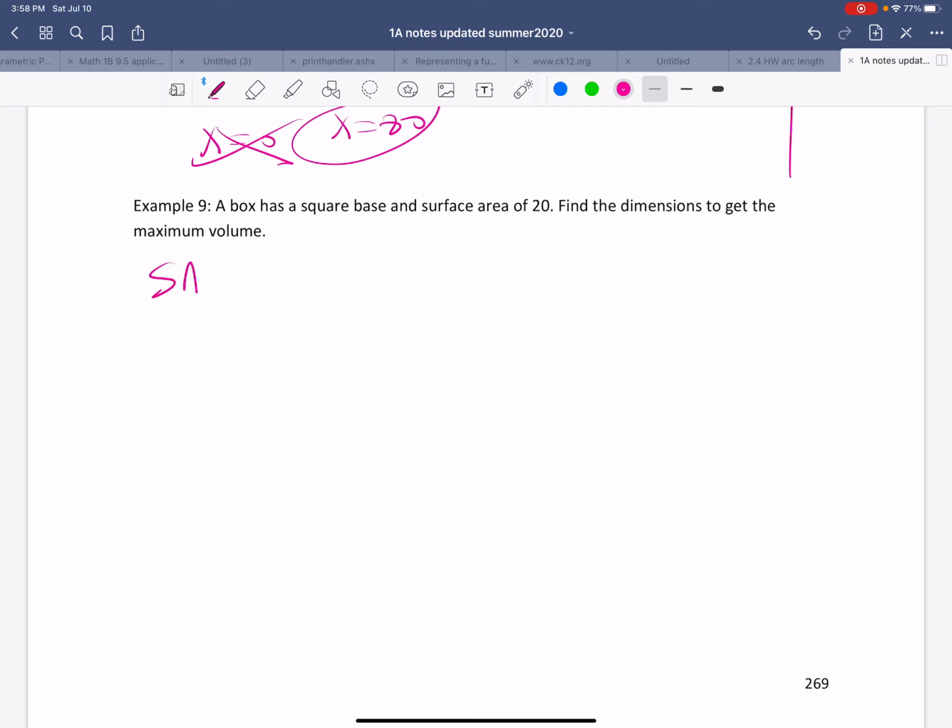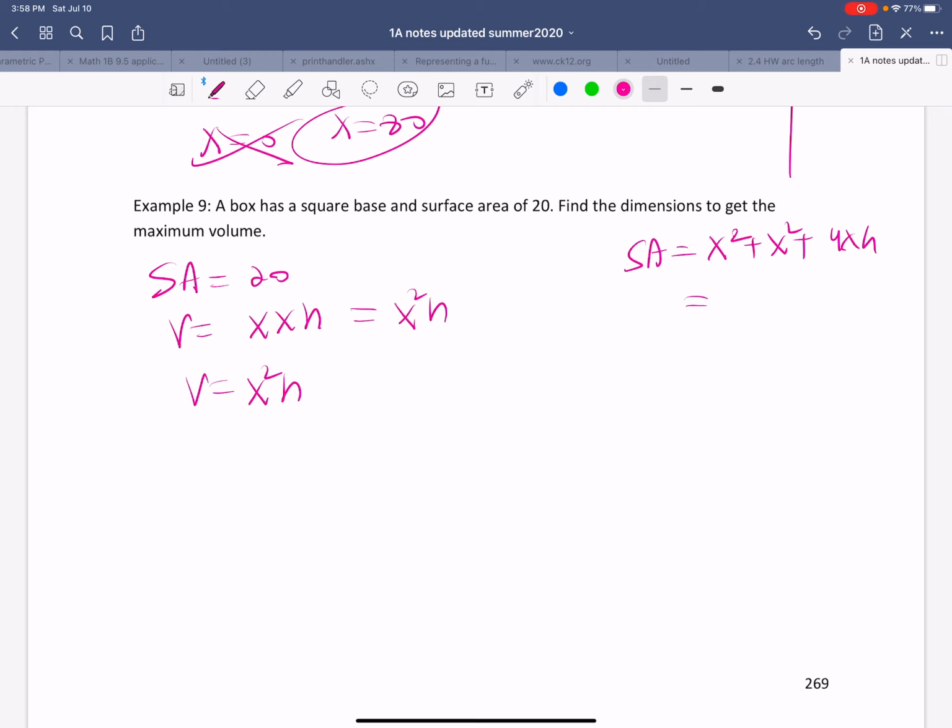In this case, I'm given the surface area is 20 and we want to maximize the volume, and I'm told that the box has a square base, so x squared times h is my volume. And the surface area, this is not the open top. So surface area is going to be x squared plus x squared plus 4xh, the top, the bottom, and 4 sides. And we're told that the surface area is equal to 20.